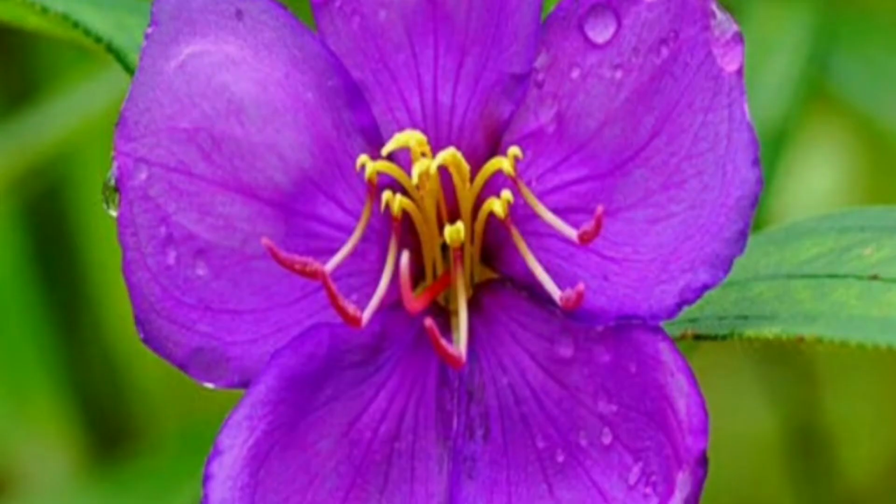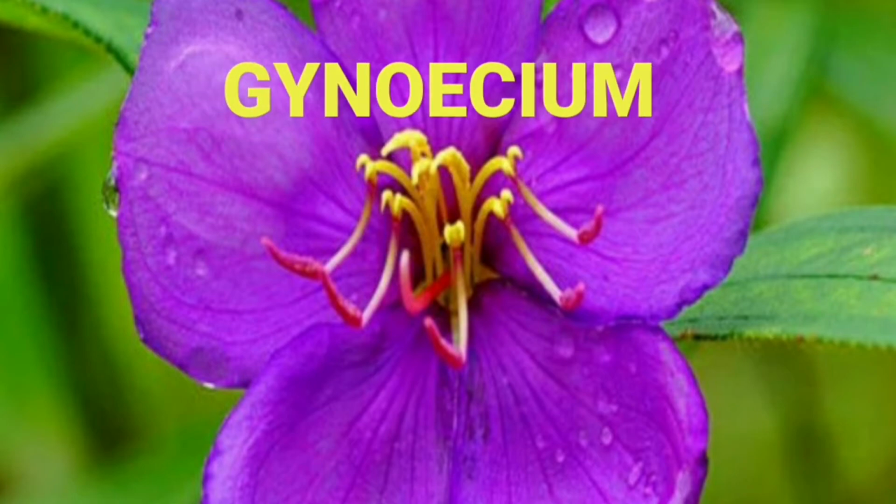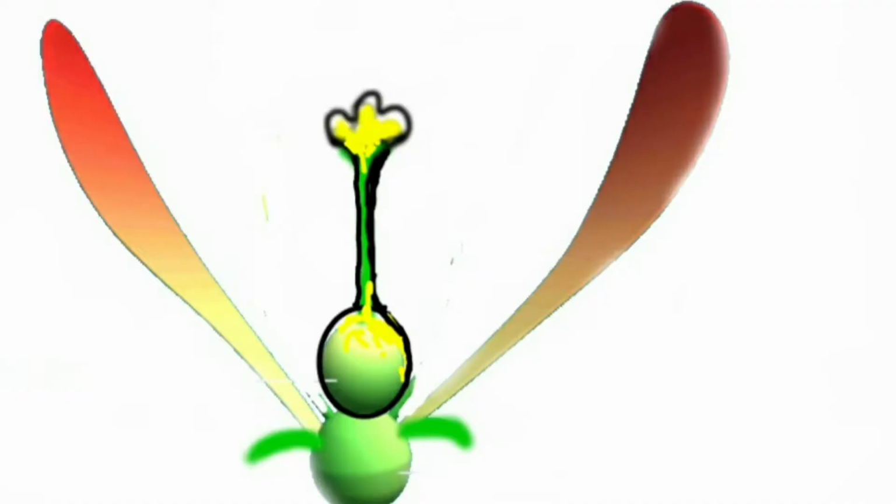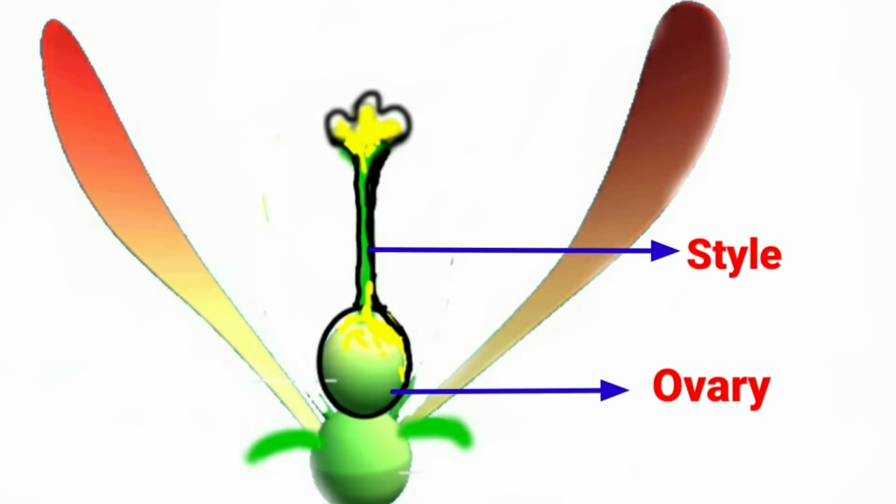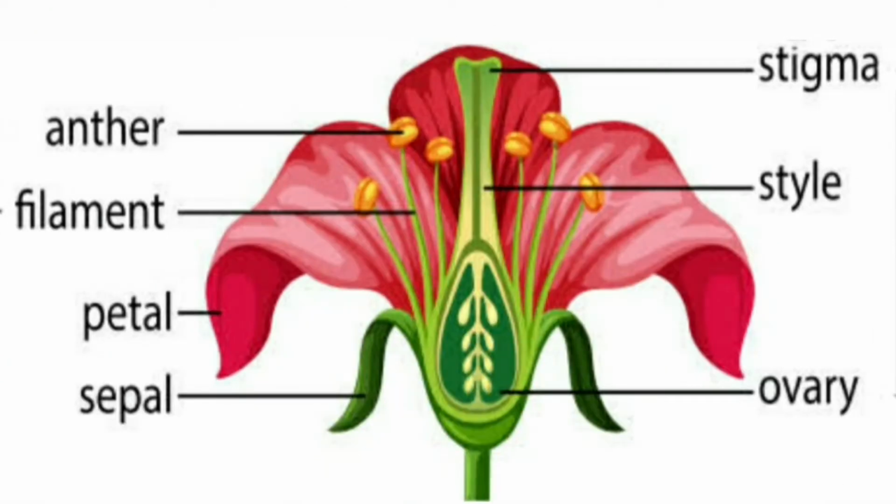Pistils are collectively called gynoecium. Each pistil consists of a basal ovary, a middle style, and an uppermost stigma. Stigma serves as the landing place for pollen during pollination. Style is the tubular slender stalk which connects the stigma to the ovary.